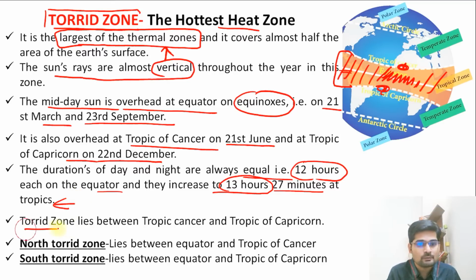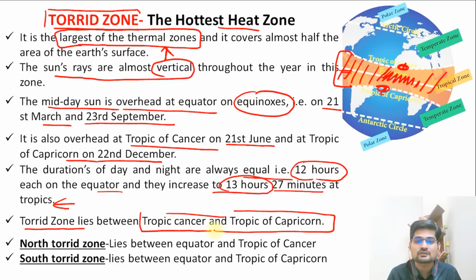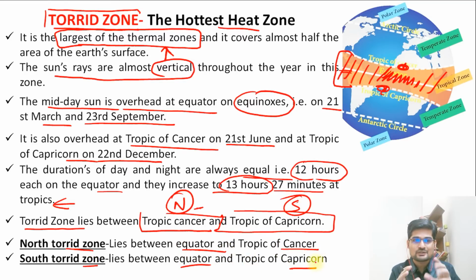So the torrid zone basically lies between what? Tropic of Cancer and Tropic of Capricorn. Remember, the Tropic of Capricorn is in the south and the Tropic of Cancer is in the north. This particular belt is called the torrid zone. The northern torrid zone is between the equator and the Tropic of Cancer, and the southern torrid zone is between the equator and the Tropic of Capricorn. So this is the first important zone, which receives maximum accumulation of solar insolation. This is the hottest heat zone.